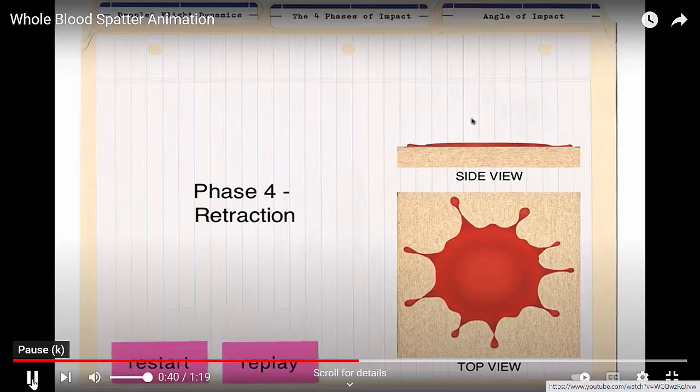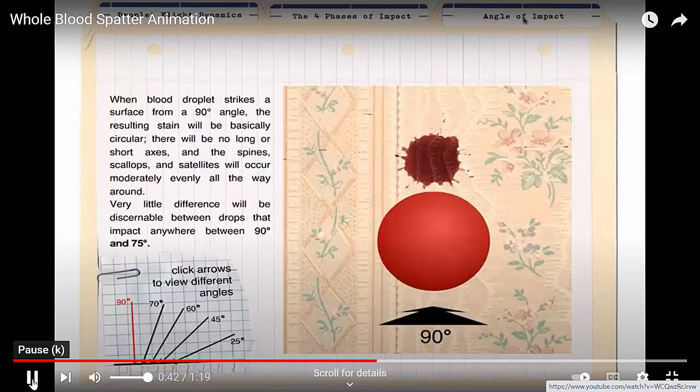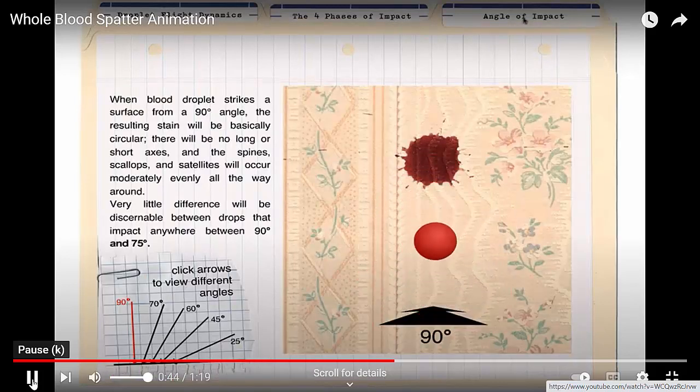And now angle of impact. When a blood droplet strikes a surface from a 90-degree angle, the resulting stain will be basically circular. There will be no long or short axes, and the spines, scallops, and satellites will occur moderately evenly all the way around. Very little difference will be discernible between drops that impact anywhere between 90 degrees and 75 degrees.